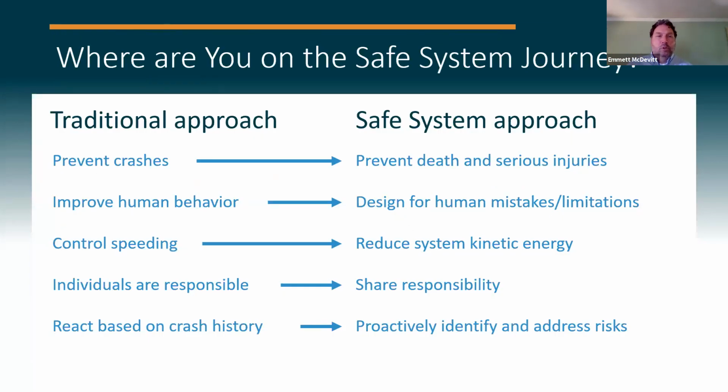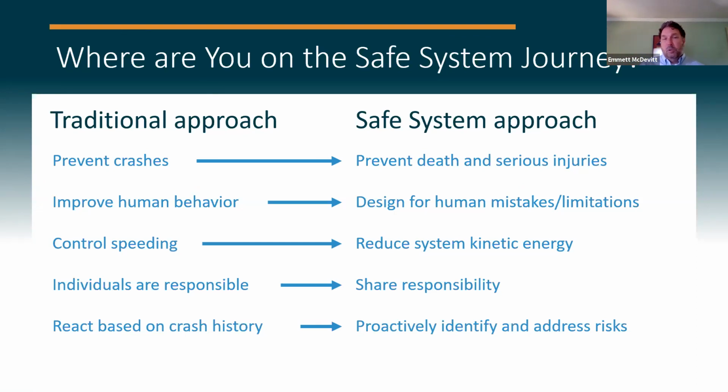So the traditional approach was to prevent crashes. The safe system approach says let's concentrate on death and serious injuries. It used to say we need to improve human behavior, but now the safe system approach says let's recognize that humans are going to make mistakes and that they do have limitations. The traditional approach was to control speed. Now we need to reduce the system's kinetic energy through our vehicle mass, through the vehicle materials, and through geometrics.